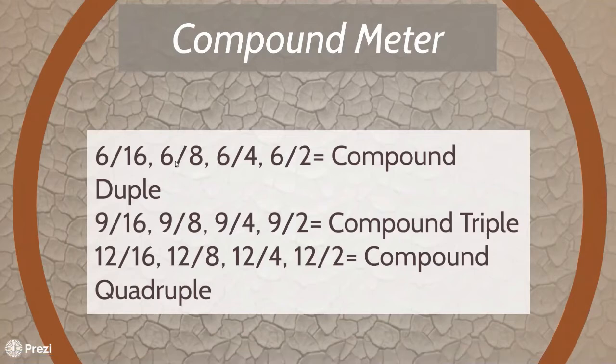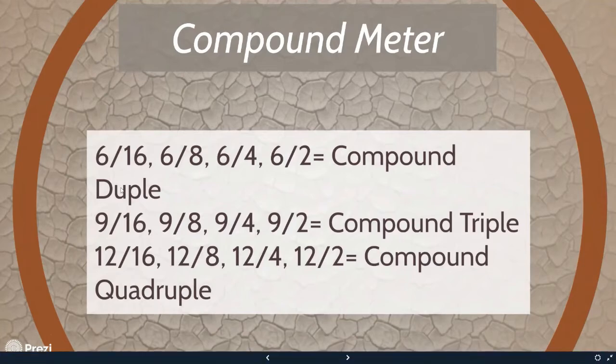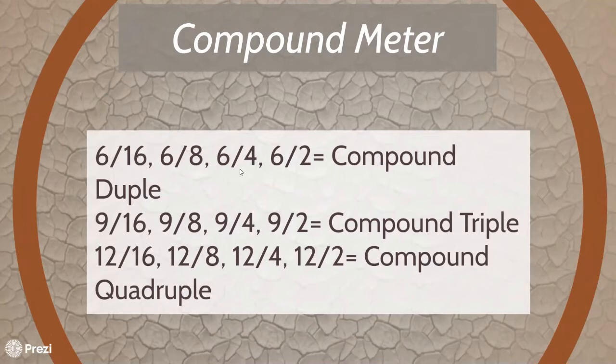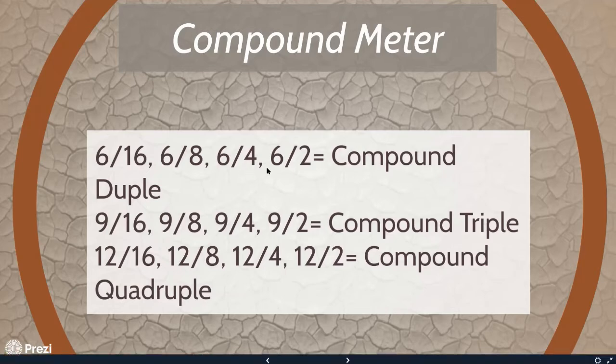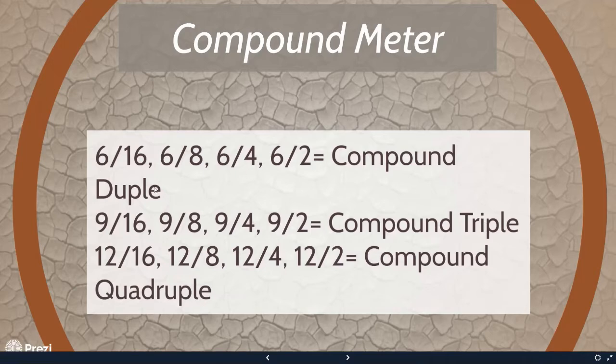1, 2, 3, 4, 5, 6. And it's compound duple because there's 2 beats in there. Okay, 6/4, 1, 2, 3, 4, 5, 6. And 6/2, 1 and 2 and 3 and 1, 2, 3, 4, 5, 6. That was kind of a bad example, but you get the point. Anything with the 6 on top is compound duple.